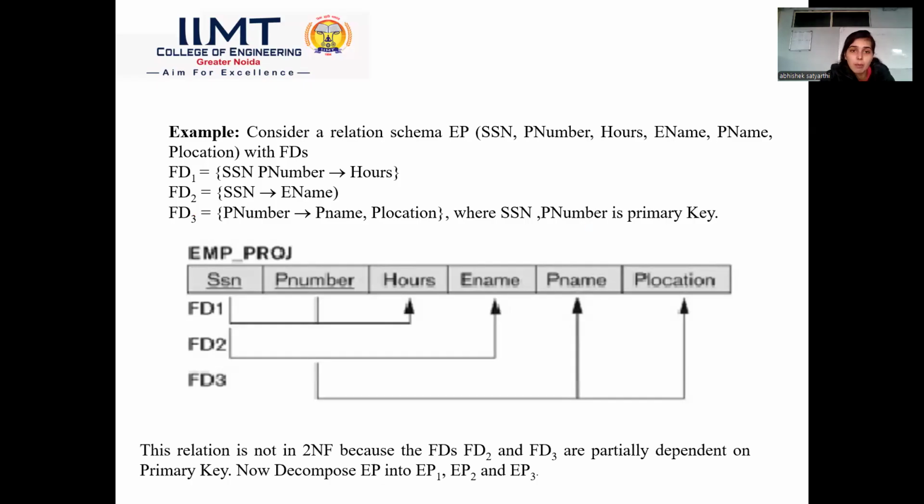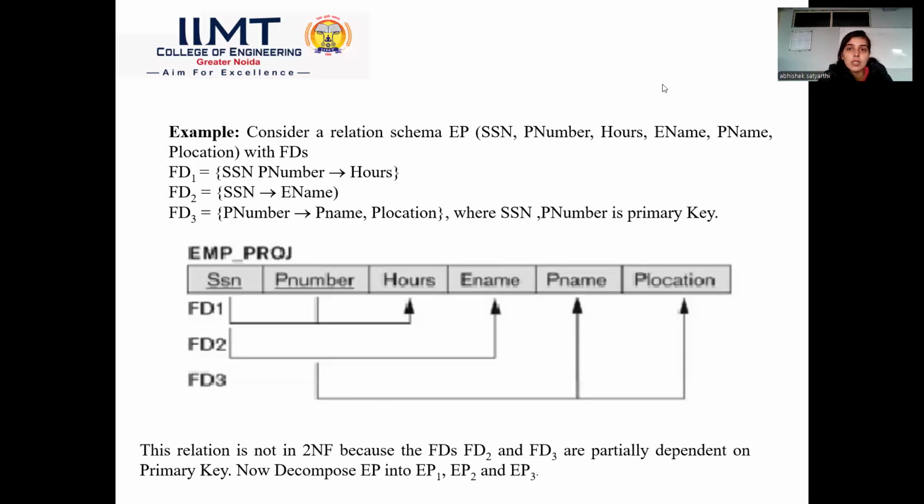So let's take one example. Consider a relation EP in which SSN, P number, Hrs, E name, P name, P location have some functional dependencies. SSN, P number derives Hrs, SSN derives E name, P number derives P name and P location, in which SSN and P number is the primary key. So we make the dependencies from left to right: from SSN, P number derives Hrs, from SSN derives E name, and the third dependency is from P number derives P name and P location.